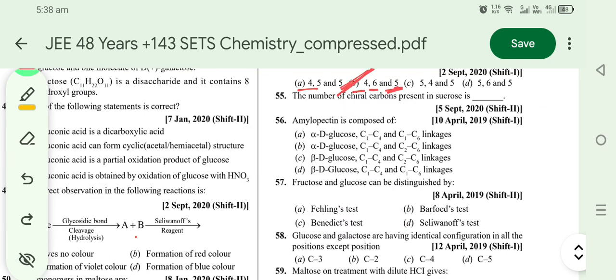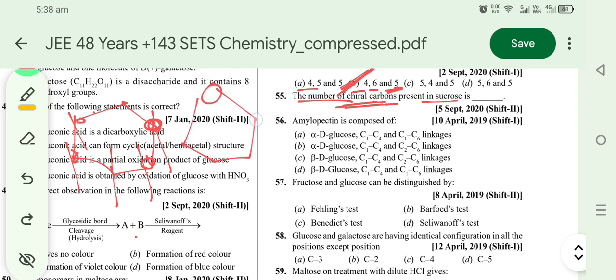The number of chiral carbons present in sucrose. In sucrose, glucose is in cyclic form. In that glucose, there are 5 chiral centers. Similarly, there is a cyclic structure of fructose. In fructose, there are 4 chiral centers. Total 5 plus 4, 9 chiral centers are present.